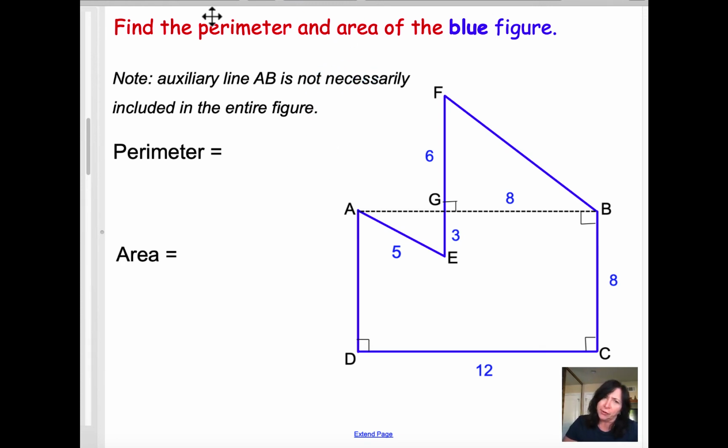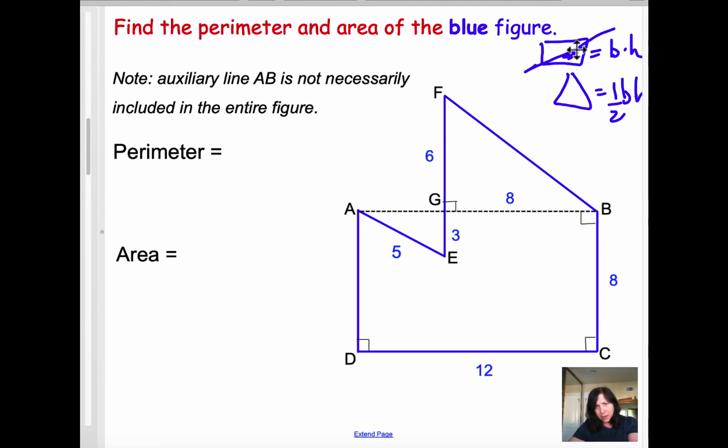Our question for this problem is to find the perimeter and area of this blue figure. There are two things. Number one, you need to know how to find the perimeter of a shape, and that's basically adding all the sides around. Area is the space inside. The area of a rectangle is base times height, or length times width. The area of a triangle is equal to 1/2 base times height, because it's half of a rectangle.